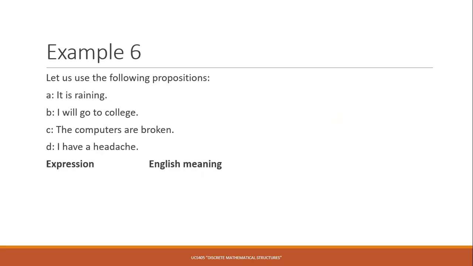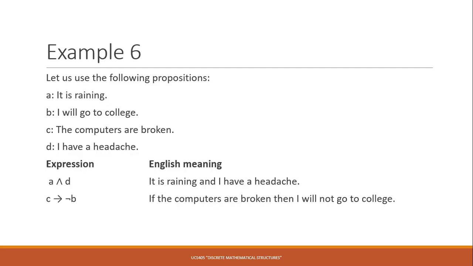Last example. Here you have to do the reverse, that is, convert the expression to an English sentence. Propositional variables are given to you. The first expression is A and D. A is representing it is raining, D is representing I have a headache. So it is simple: A and D means it is raining and I have a headache. Second, C implies negation B. C means the computers are broken, B means I will go to college. So it is the if then form. So the answer will be: if the computers are broken, then I will not go to college.